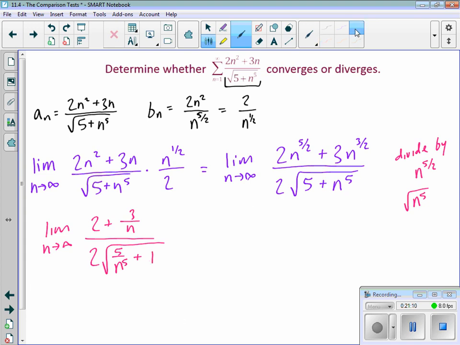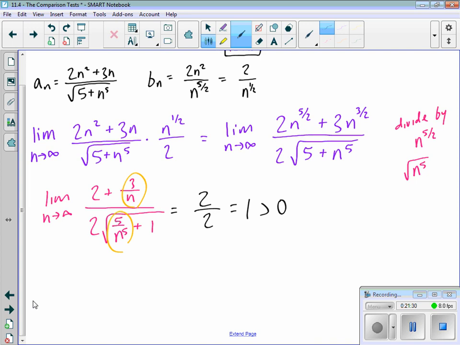So won't these pieces end up going to 0 because it's infinitely large in the denominator there? So I just end up with 2 in the numerator and what in the denominator? 2. So I get 1. Is that greater than 0? Infinite? Yep. So then that tells me what? Yep, they either both converge or they both diverge, so we still have to find this piece here.